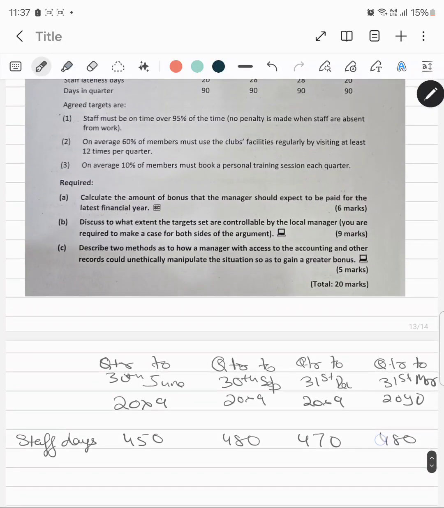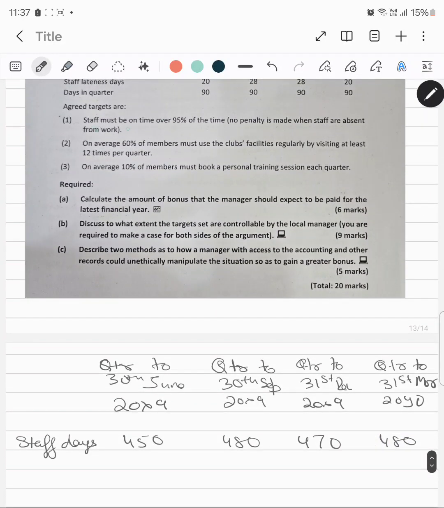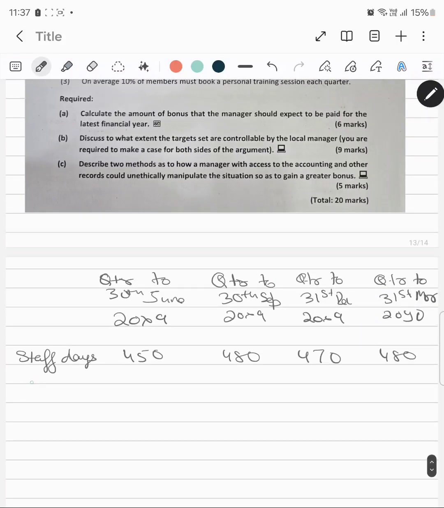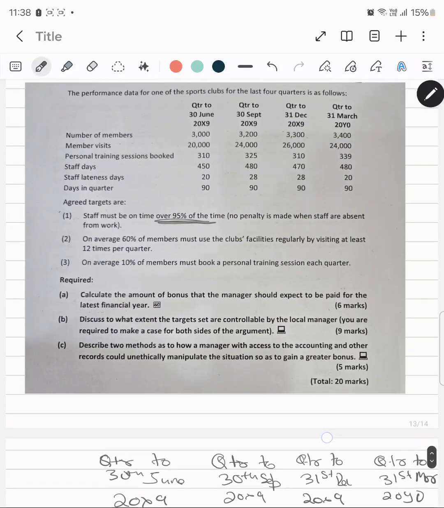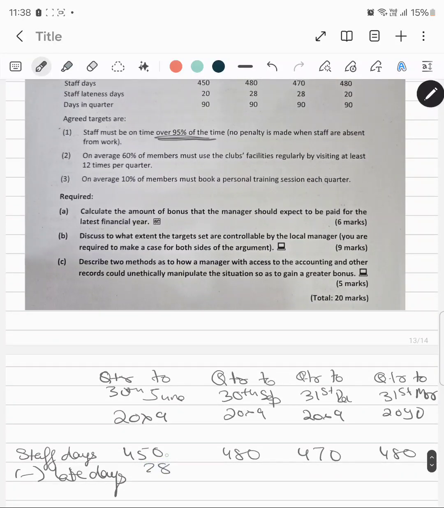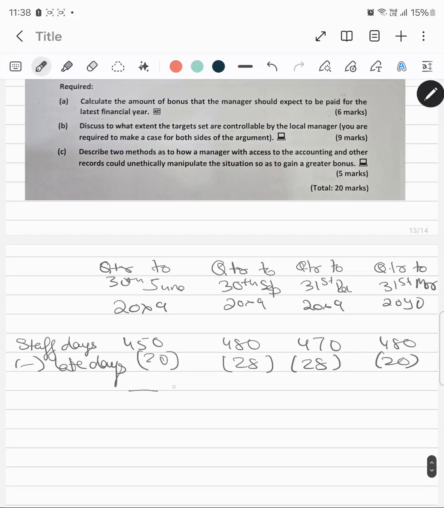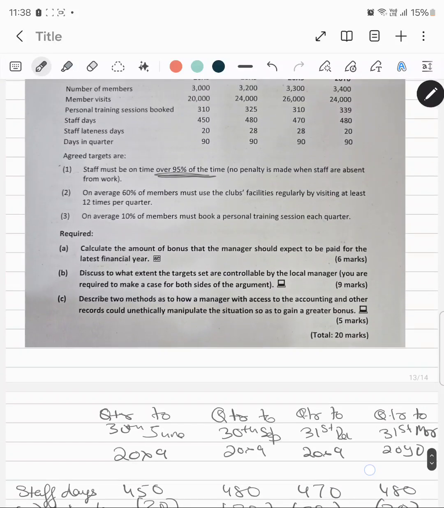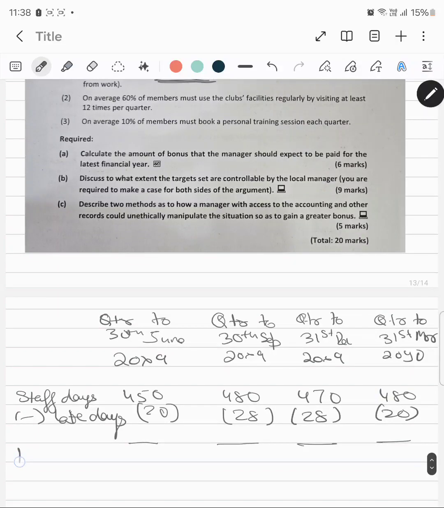Now, lateness days. So 95%, it is saying that to achieve the target, the staff must be on time 95% of the time. But what are the late days? How many days they came late? So late days should be 20 for this quarter, then 28, 28, 20. We'll reduce it and we will get the actual time.